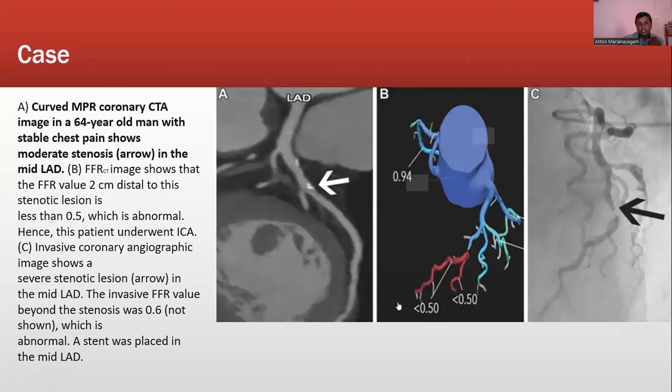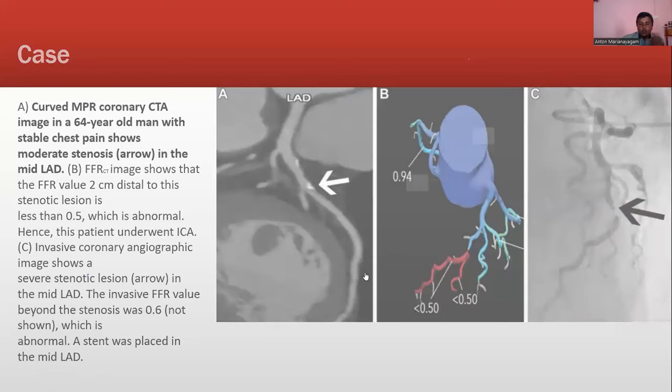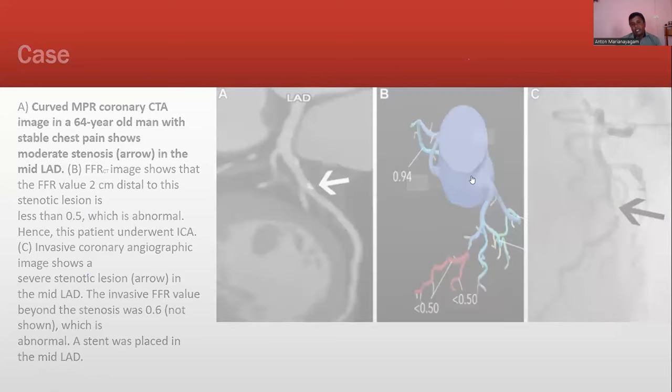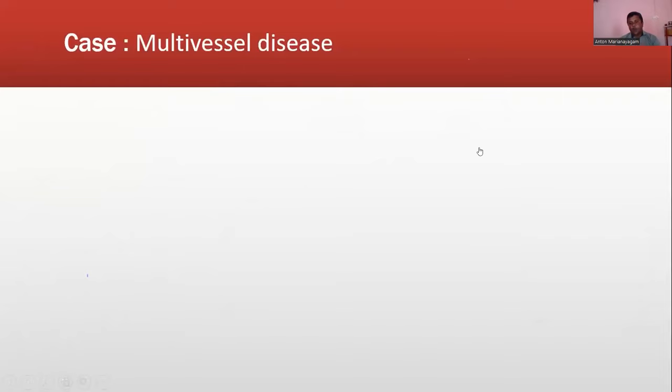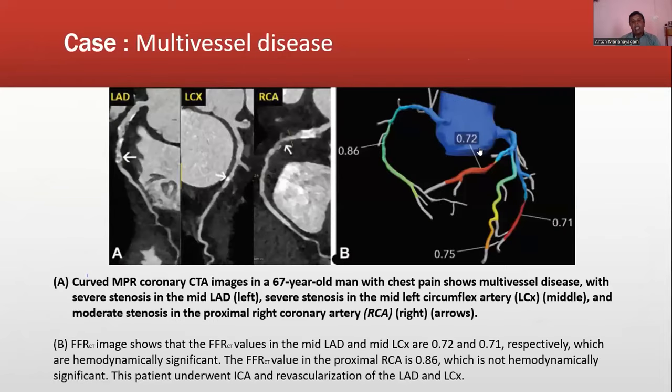stenting. He underwent stenting. So now if you take a multivessel disease, you can determine which vessels or which stenosis need intervention and which stenosis can be dealt with medical therapy. Because this gives you the freedom of simulating stenting, you can do that and you can see.